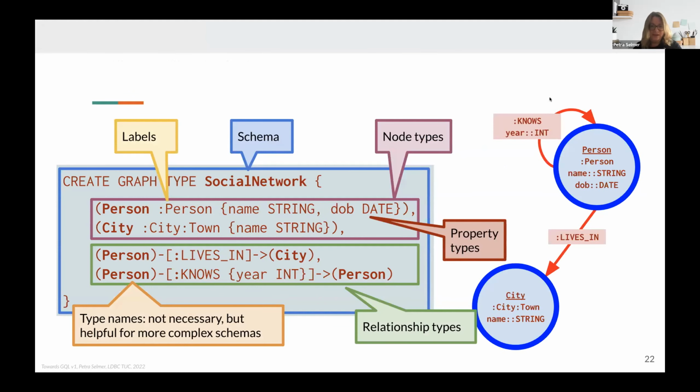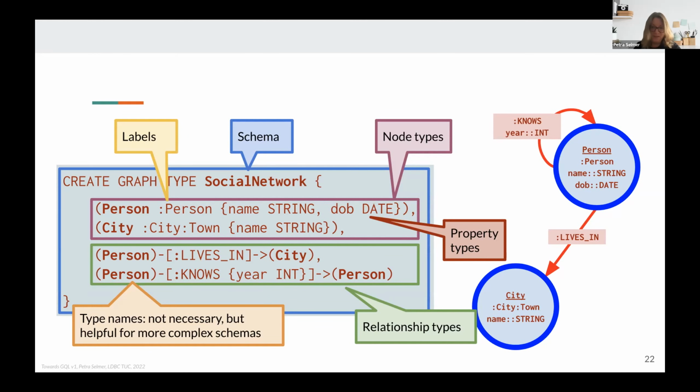This again just shows the graph type in a bit more detail, very particularly what is going on here. You can create a graph type called social network, and then you've got these various node types and various relationship types, so you can see what's on offer here.